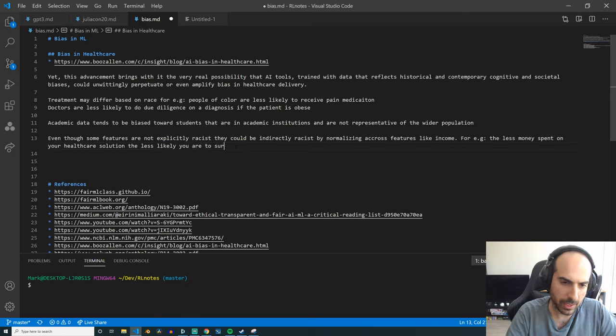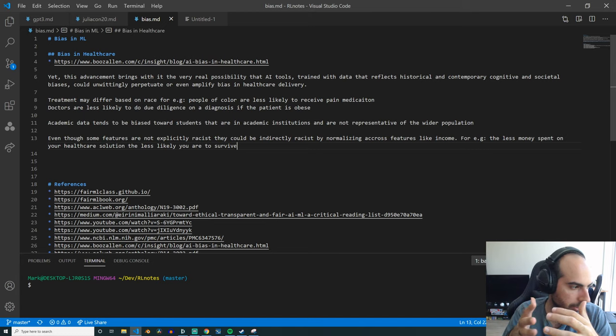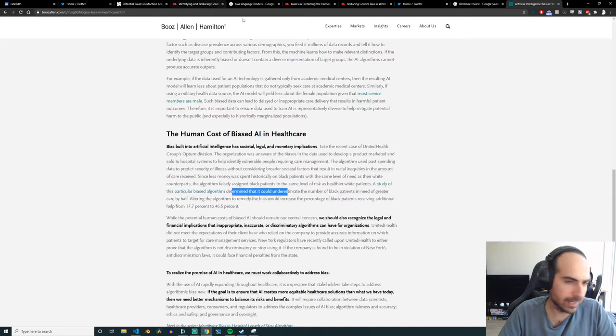This is an interesting function, though, because I'm surprised that this was so one-directional. I would also imagine that if you're in a very critical condition, like heart disease, then the more money is spent on you, regardless of your race, the less likely you are to survive, even though it's more money being spent. That's just a function of your disease being more serious, which is why more money is being spent. But I guess I just have to read the original paper to figure this out.